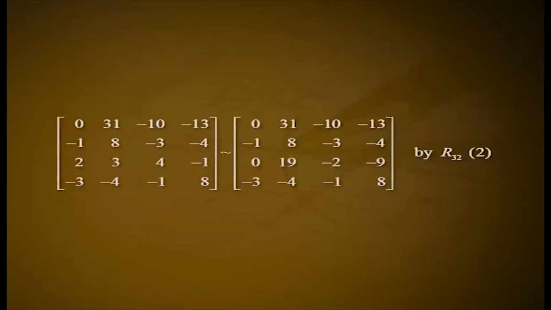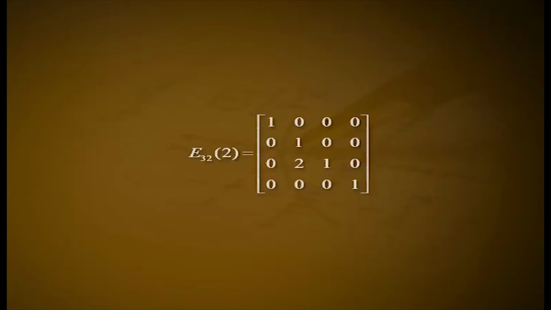Step 2. The matrix [0 31 -10 -13; -1 8 -3 -4; 2 3 4 -1; -3 -4 -1 8] is equivalent to the matrix [0 31 -10 -13; -1 8 -3 -4; 0 19 -2 -9; -3 -4 -1 8] by R32(2). The corresponding elementary matrix E32(2) is obtained as in step 1 and is equal to the matrix [1 0 0 0; 0 1 0 0; 0 2 1 0; 0 0 0 1].